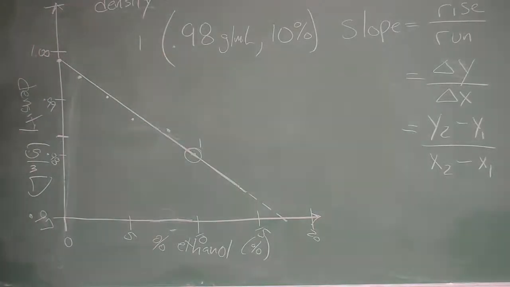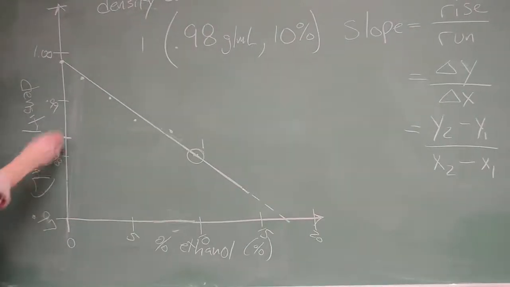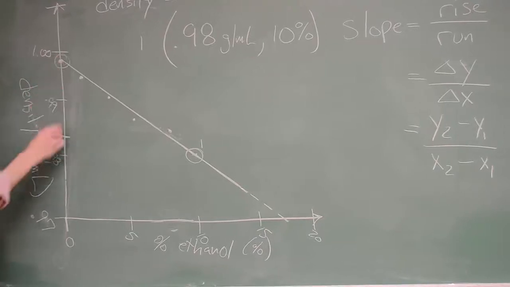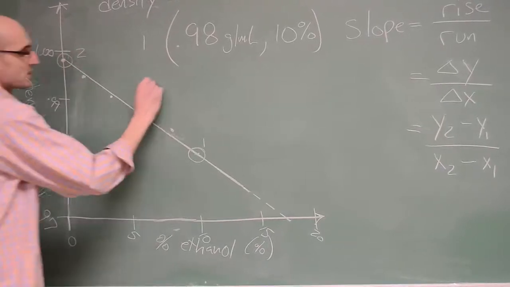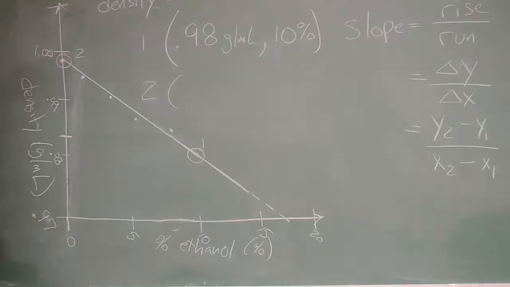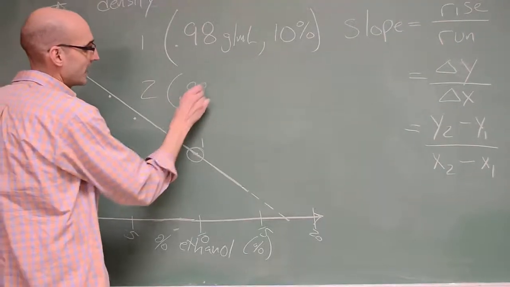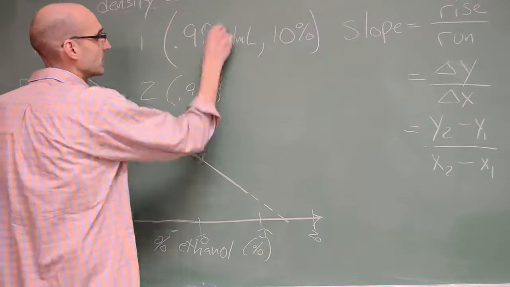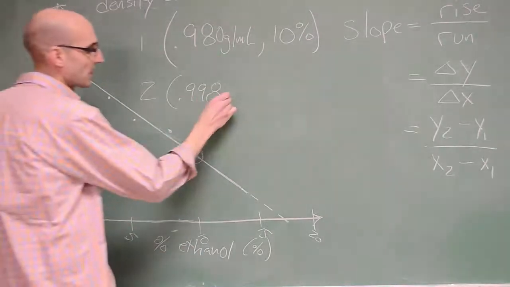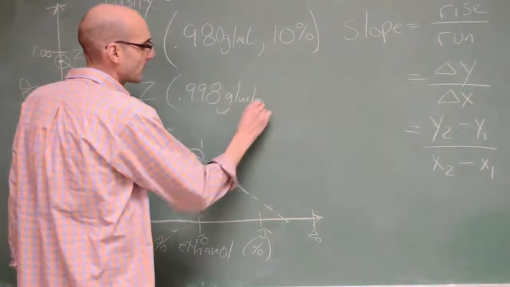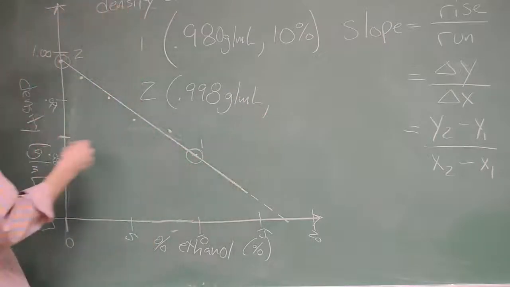Next up, we're going to try to find another one. Looks like right up here, we could use that as our point 2. So our second point is going to be just below 0.998, actually 0.990. I want to make sure my sig figs are in line. Grams per milliliter. And of course, that is at 0%.